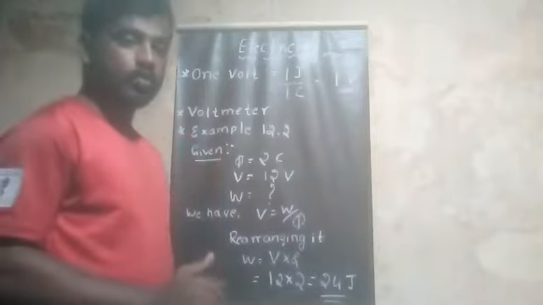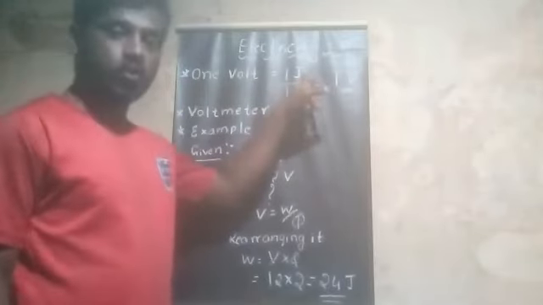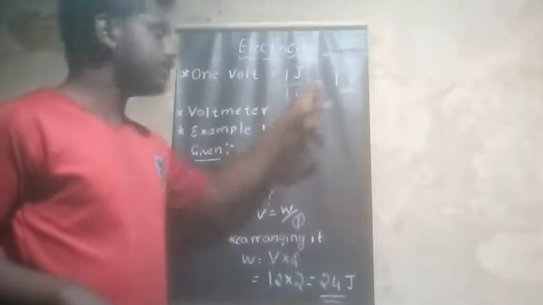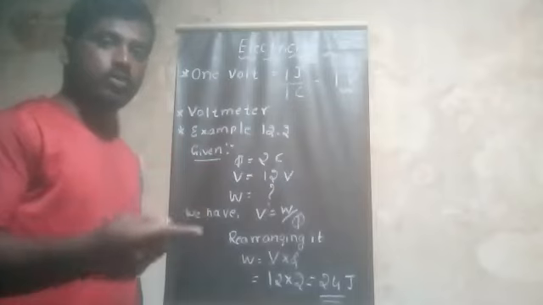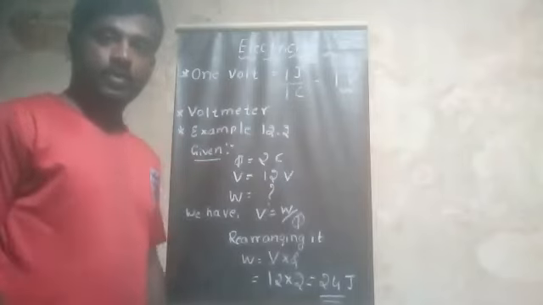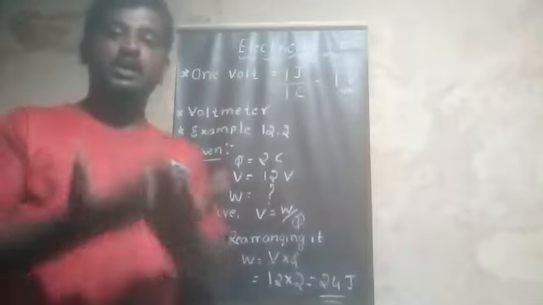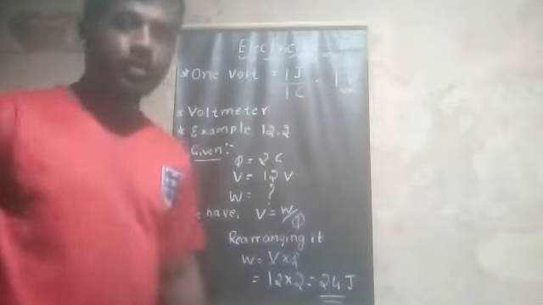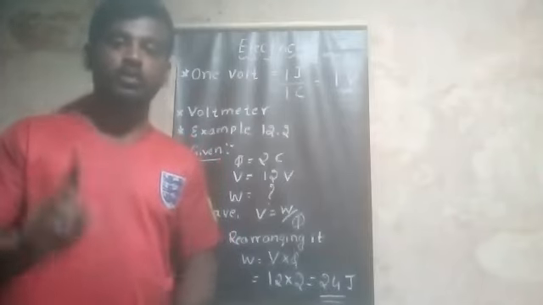So I have the formula, V is equal to W by Q. W is 1 joule and Q is 1 coulomb. So 1 by 1 is 1 volt. That is the SI unit. So the 1 volt definition is this much. And the device used to measure potential difference across any 2 points is the voltmeter.